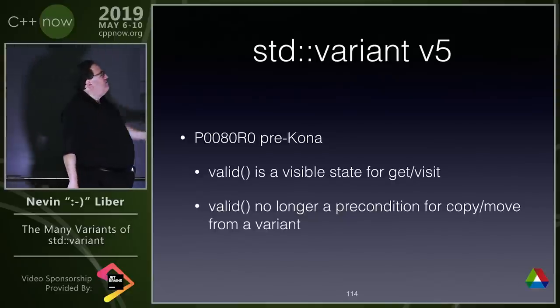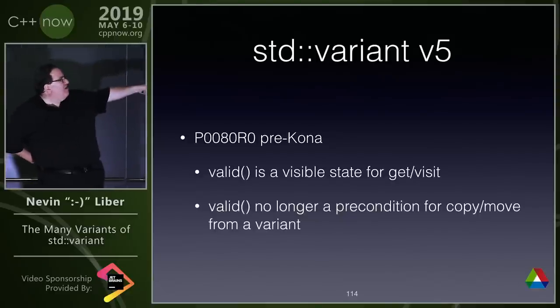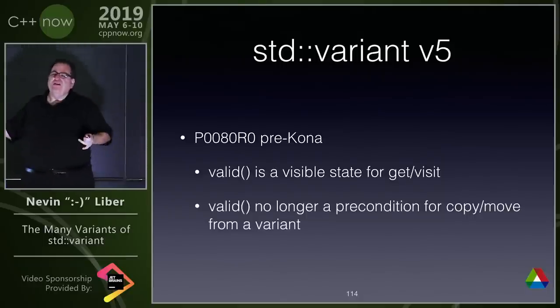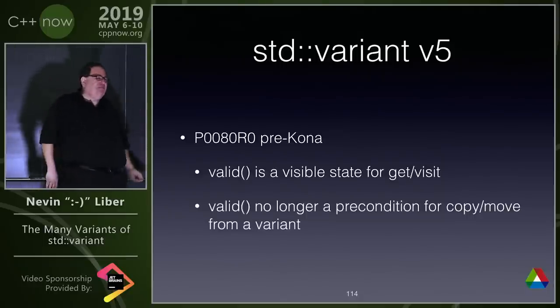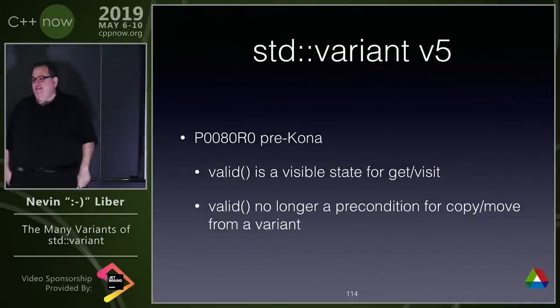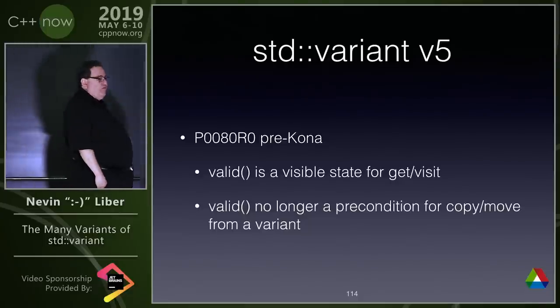So version 5 comes out. We've now moved to the P numbering system for papers, basically so you can see what revision a paper is on. And there are some ISO rules for why we'd rather have it unofficially published than officially published. Invalid is now a visible state for get and visit, and it's no longer a precondition for copying or moving.